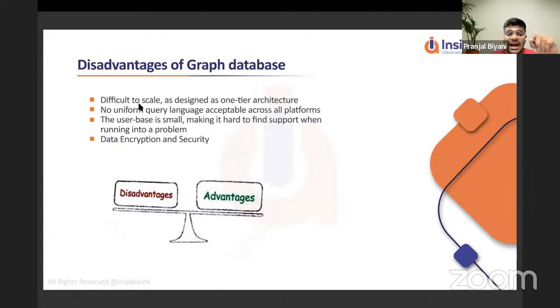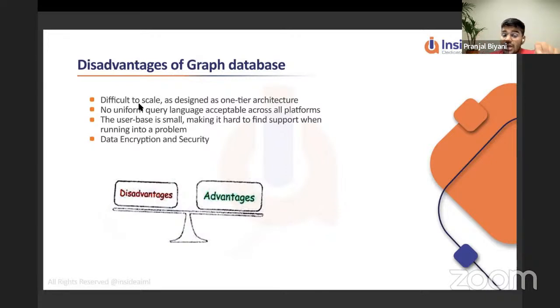Okay. Graph databases have no uniform query language. So Cypher is valid for Neo4j. If you try to find other graph databases, they can have another query language of their own. So it's not like you learn one query language and you're good to go. There's no uniform query language. It is changeable across platforms.